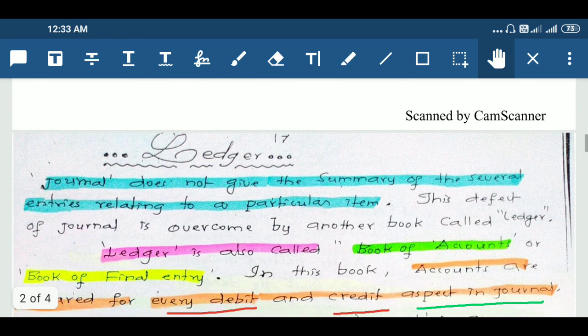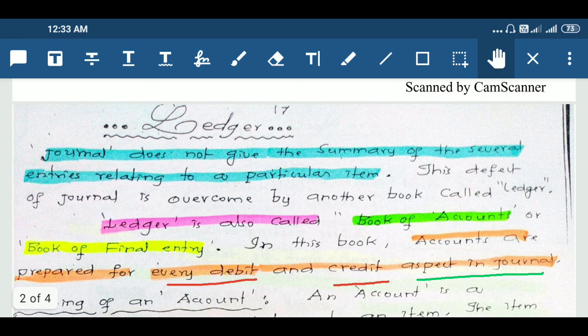Today our concept is ledger. Journal does not give the summary of the several entries relating to a particular item. This deficit of journal is overcome by another book called ledger. Ledger is also called Book of Accounts or Book of Final Entry.